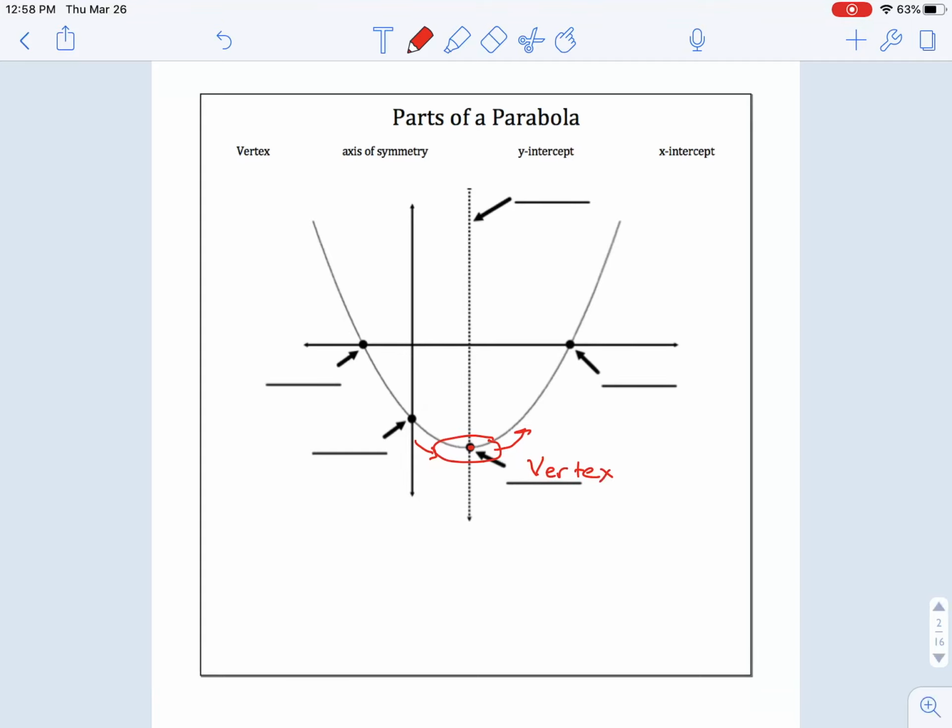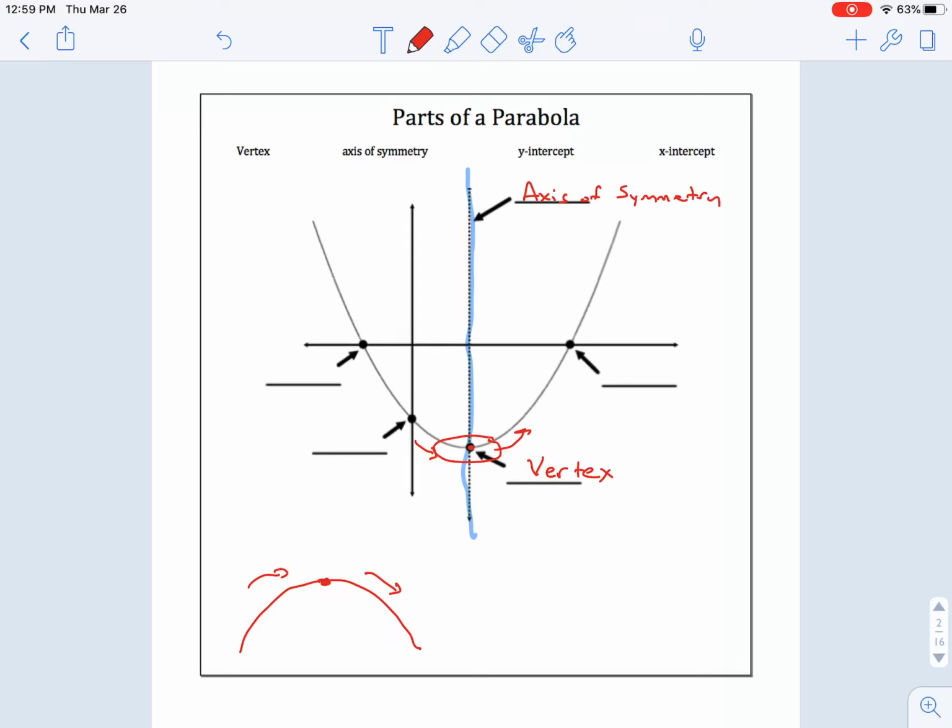That is our vertex. The vertex of our parabola is the point where, if it goes up and then down, it's the point where it stops going up and starts coming back down. For one that is like this, it's going down and it turns and goes back up. That's our vertex. This line here that goes right down the middle of our parabola and cuts it exactly in half, that is our axis of symmetry, okay?